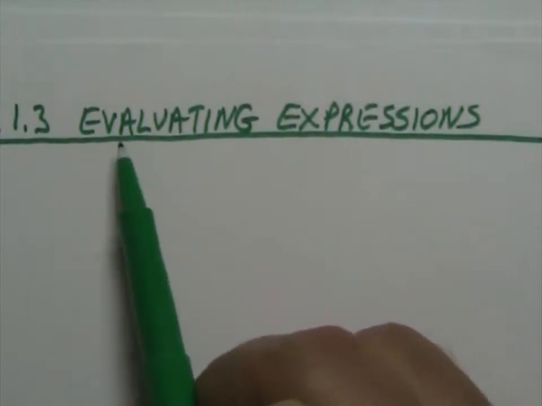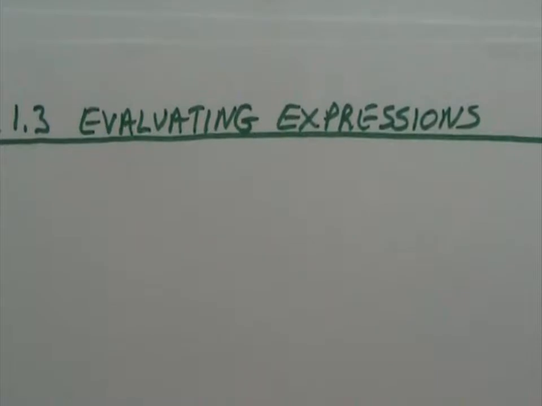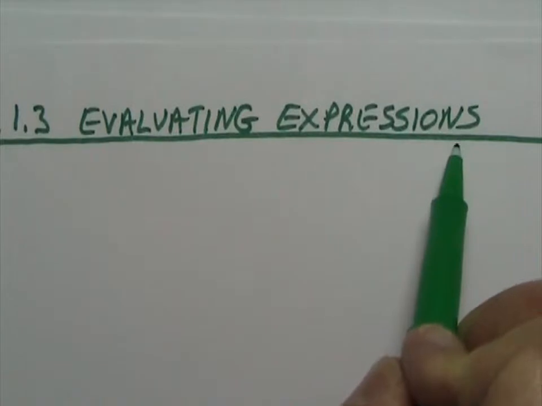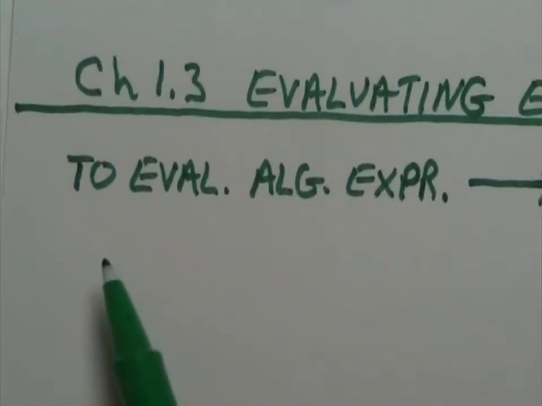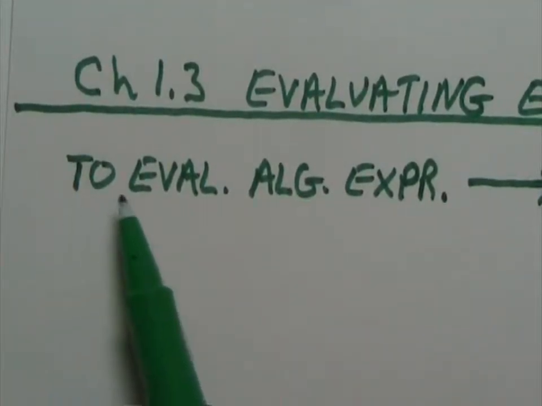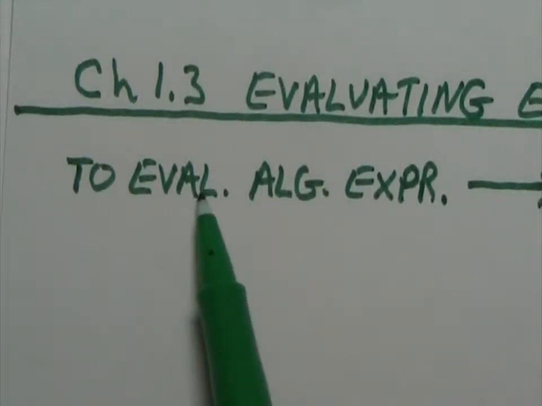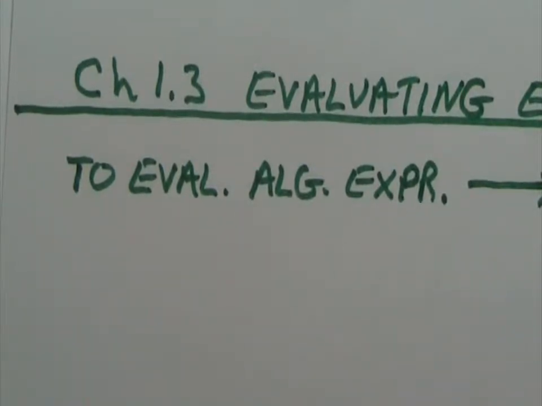In Chapter 1.3, we're going to be evaluating expressions. I like to use a lot of shortcuts, so I'm going to abbreviate evaluating to evaluate algebraic expressions. Remember, algebraic means it has variables in it. If it was numerical, it would have only numbers in it.